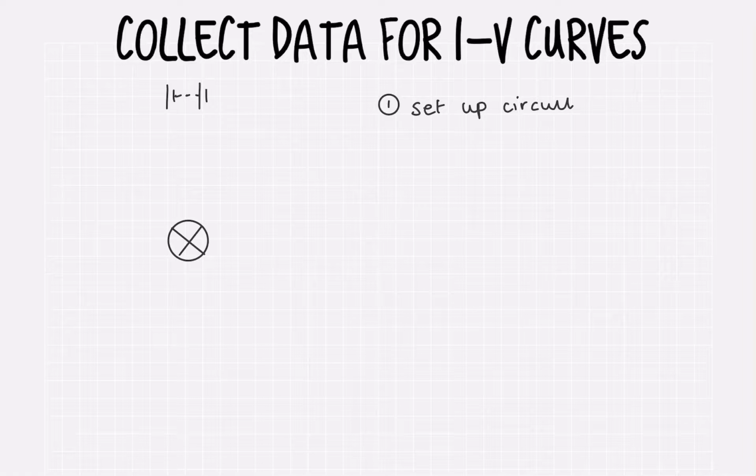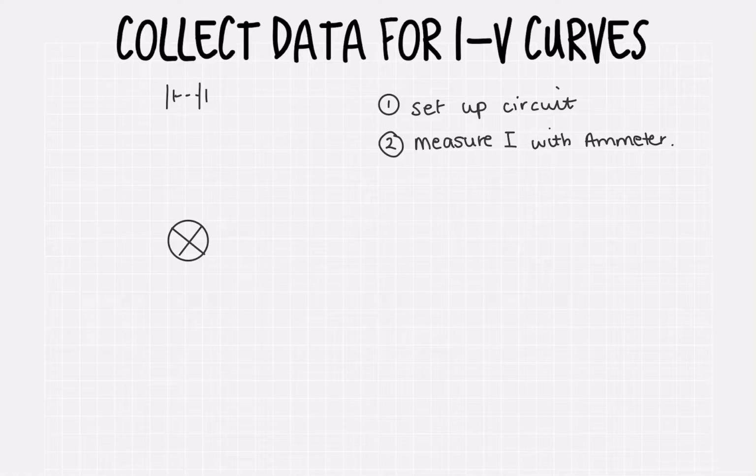Right, so we are going to be collecting IV curves. The I stands for current and the V stands for voltage. So in order to measure the current, we're going to have to use an ammeter. So we're going to have to measure current with an ammeter.